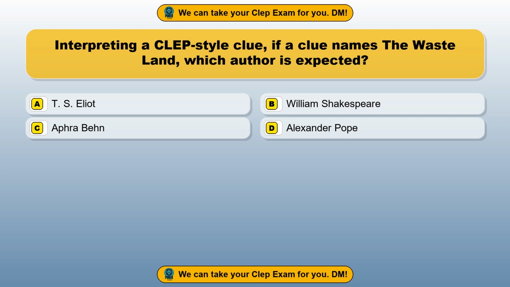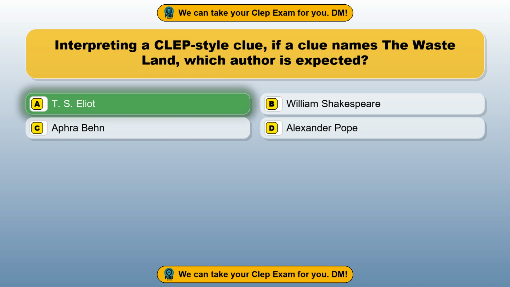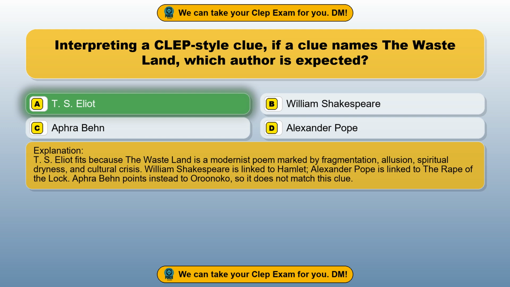Option A, T.S. Eliot. Option B, William Shakespeare. Option C, Aphra Behn. Option D, Alexander Pope. The correct answer is option A, T.S. Eliot. T.S. Eliot fits because The Wasteland is a modernist poem marked by fragmentation, illusion, spiritual dryness, and cultural crisis. William Shakespeare is linked to Hamlet, Alexander Pope is linked to The Rape of the Lock. Aphra Behn points instead to Oroonoko, so it does not match this clue.